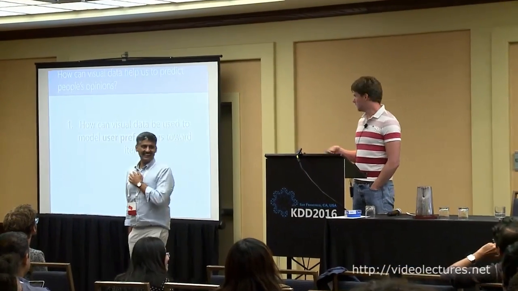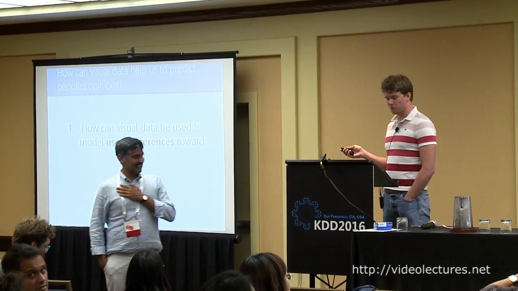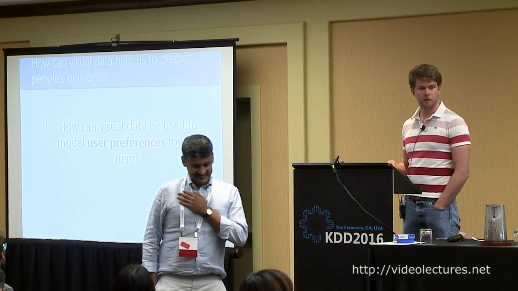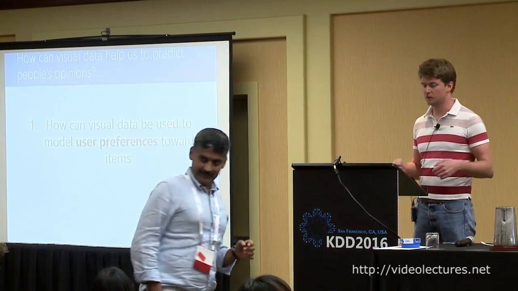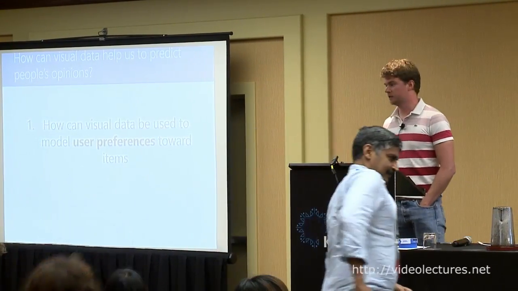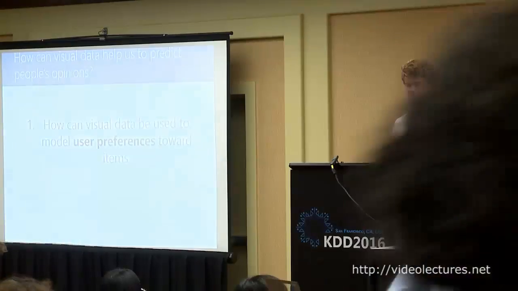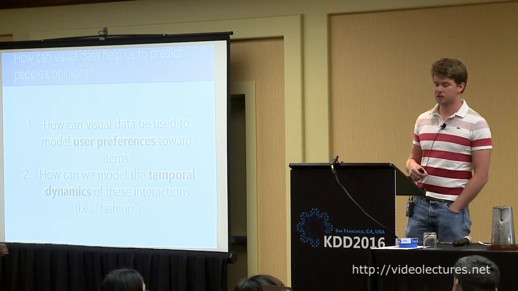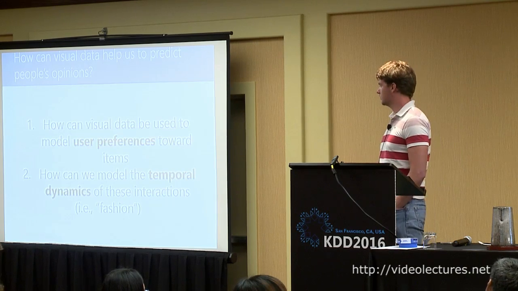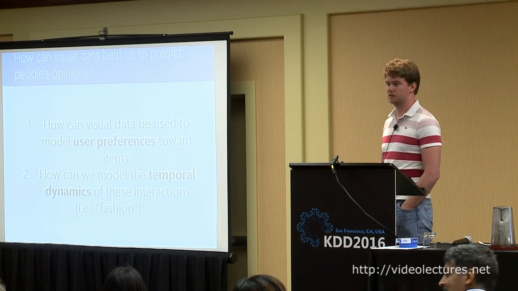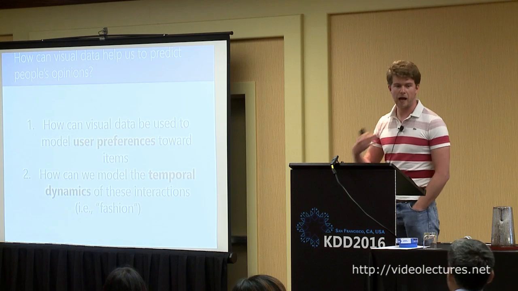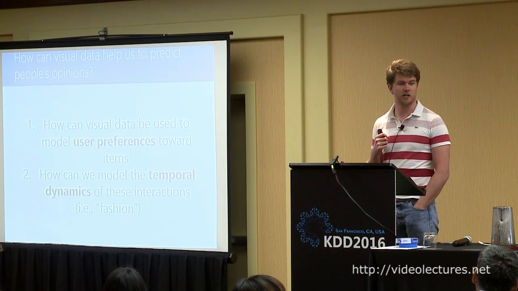So I'm going to talk to you very briefly about how we can use visual data to model people's preferences. In other words, how we can understand the visual dimensions that guide people's purchases and preferences. And of course, in addition to modeling the preferences themselves from visual data, we also want to understand the temporal dynamics of preferences. In other words, how do people's preferences towards visual signals change over time?